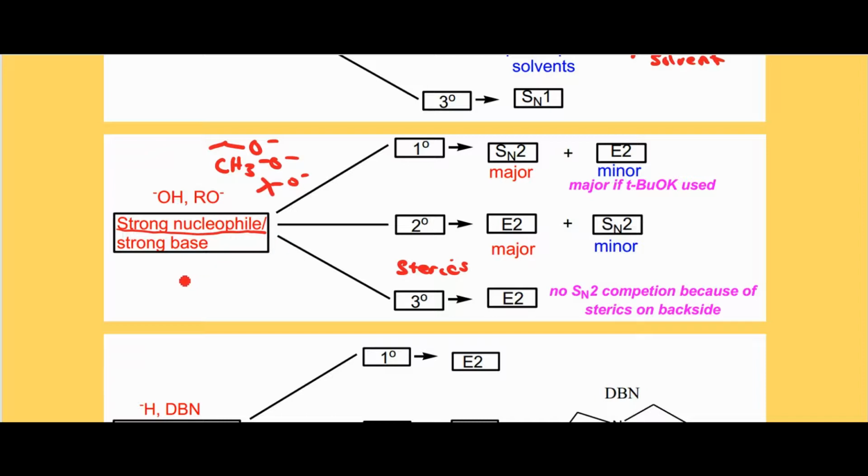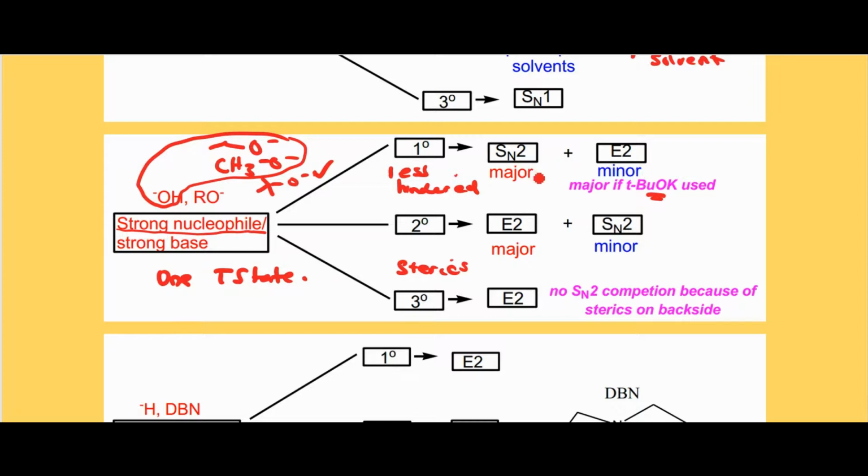SN2 always competes with E2 because both SN2 and E2 have one transition state. That's why they compete. They are concerted reactions. But elimination gives you a double bond. Substitution gives you displaced or substituted products. Now, for a primary substrate, the SN2 will win because, again, the primary substrate is less hindered. Only when your nucleophile is bulky, which means if you're using a tert-butoxide, which is this guy, E2 will be the major. SN2 might not be seen.